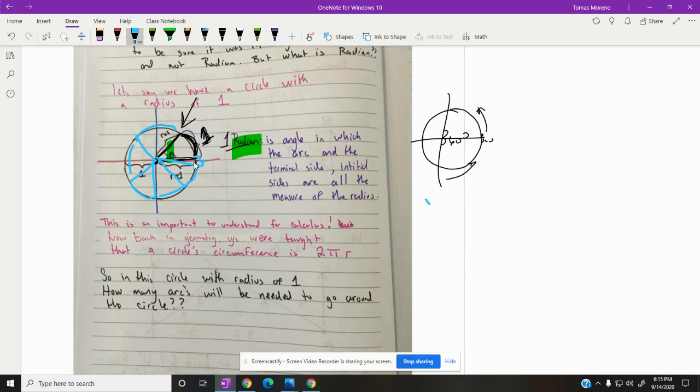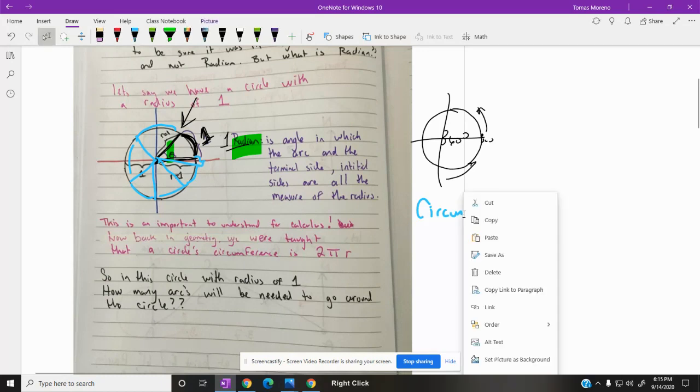We know that the circumference. Let me hit this over here.